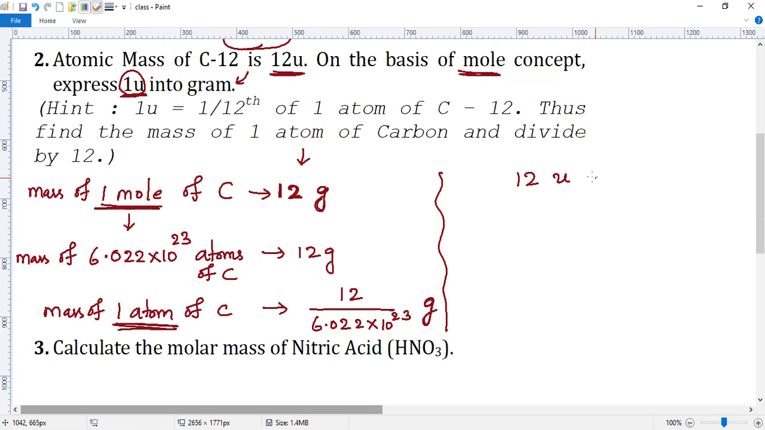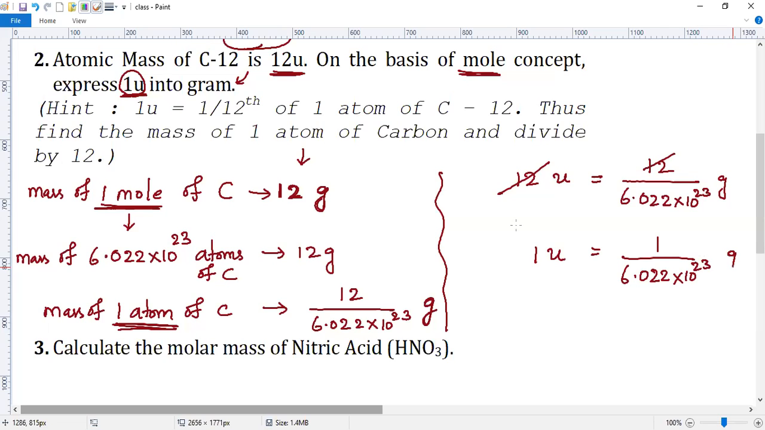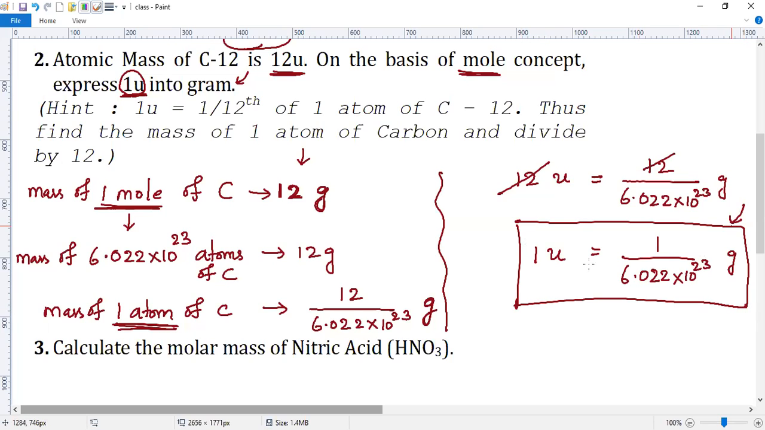Yes, ma'am. 12 U is equal to 12 divided by 6.022 into 10 power 23 grams. Then how much is 1 U? You have to divide this entire thing by 12. Correct? 12 and 12 get cancelled, and you will get 1 by 6.022 into 10 power 23 grams. So this is the mass of 1 U stated in grams. 1 U is equal to 1 divided by the Avogadro number in grams. Got the idea? Please make a note of this, then we'll proceed with the next question.